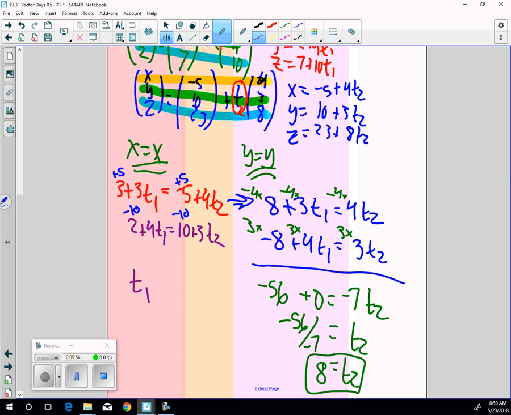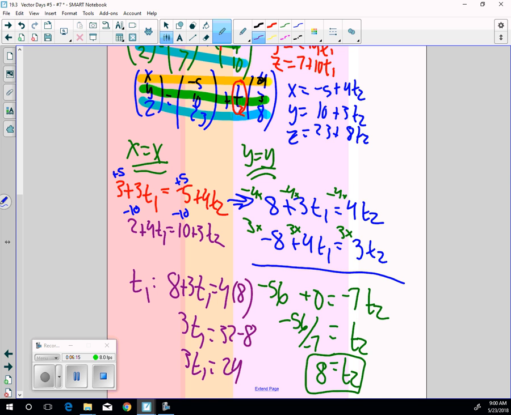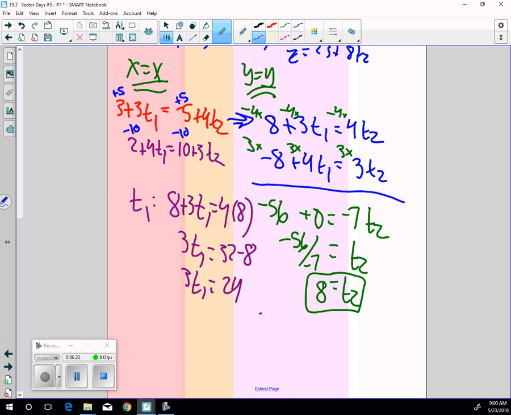T1 is going to be 8 plus 3T1 equals 4 times 8. So 3T1 equals 32 minus 8. 3T1 equals, what is that, 24? So what's T2? Is that right? T1 also equal to 8? Is that right?